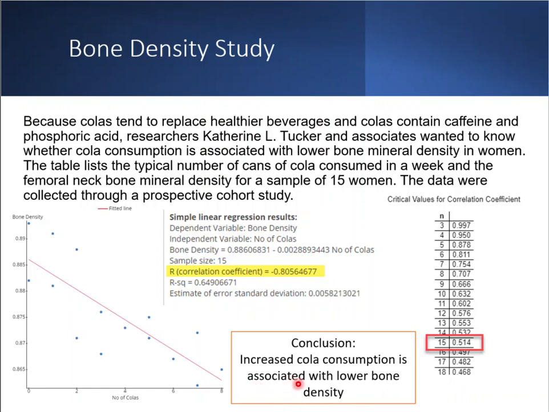Now notice this word here, associated. We've got a little wiggle room in that word, and that's because if we look back at the study that was performed, it was a cohort study. That's an observational study, and we learned in a previous chapter that when we have observational studies, the only type of conclusion we can make is that there is an association between the variables we are looking at. So this leads us to increased cola consumption associated with a lower bone density.